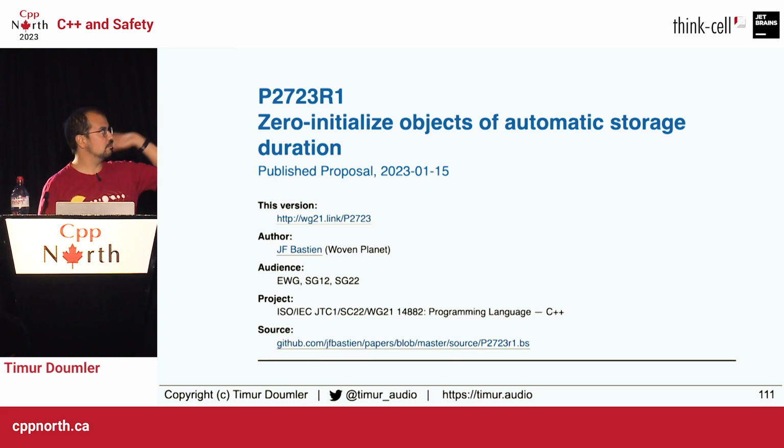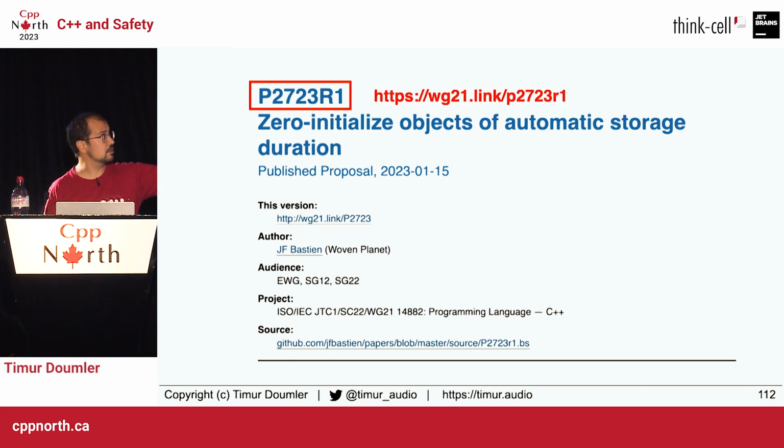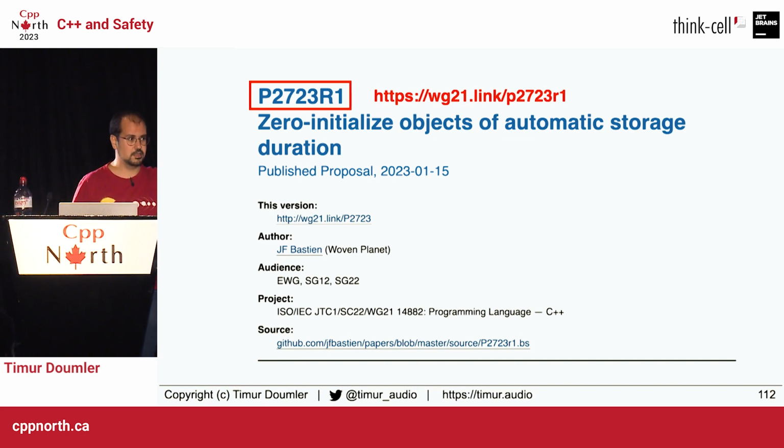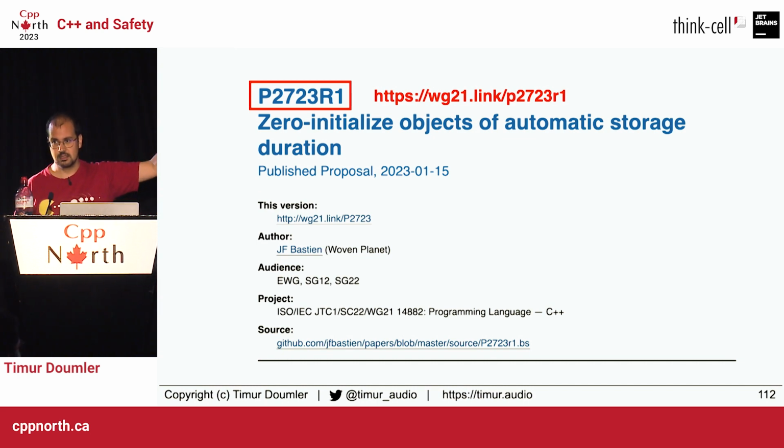By the way, there are lots of committee papers here. They all have a paper number. So if you go to a browser and type w21.link/paper number, you're going to get to that paper and you can read it. This is how it works for every standards committee paper, right? So this is where you can look at all of that stuff.